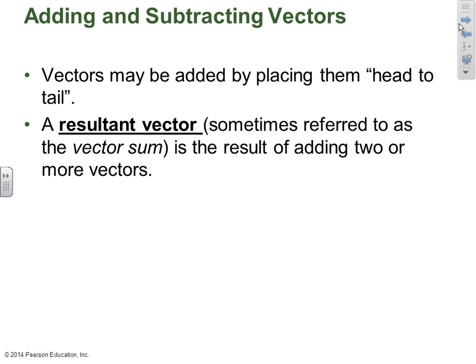So first we have to arrange vectors in what we refer to as head-to-tail formation. Once we've done that, then we can find ourselves the resultant vector, which represents the sum of those two vectors. All right, good there? So let's do some pictures before we talk about what that means in terms of the context of this chapter.